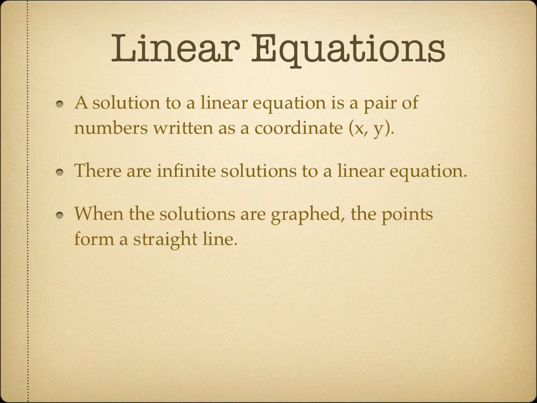You're used to thinking about a solution being x equals 5. Well, you have two variables here. So now a solution is going to be a pair of numbers. Your solution is going to be a pair of numbers, which basically says when I put this number in for x, I get this number out for y.